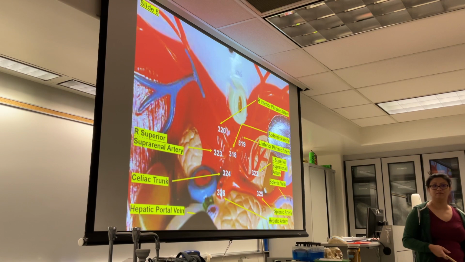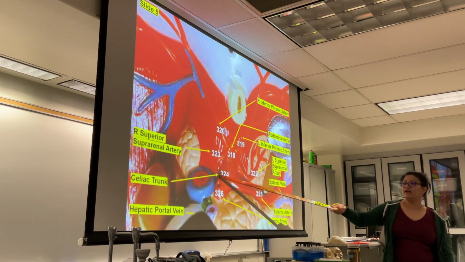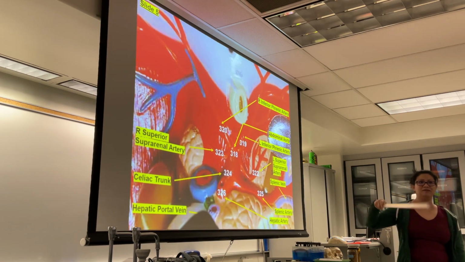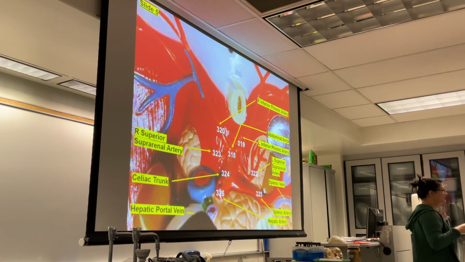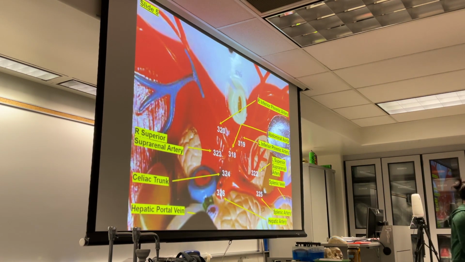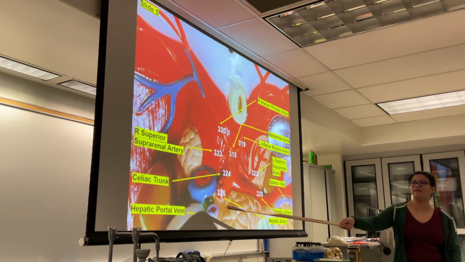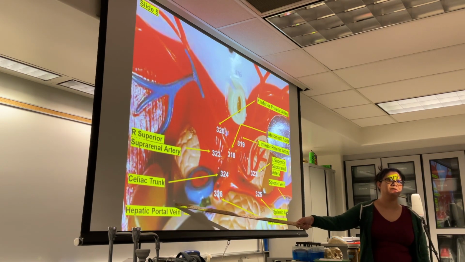Everybody good there? Then you have the celiac trunk, you have the hepatic artery here. What does the hepatic artery supply, everybody? Hepato anything has something to do with what organ? The liver, good. Do you guys remember talking about the hepatic portal vein before?